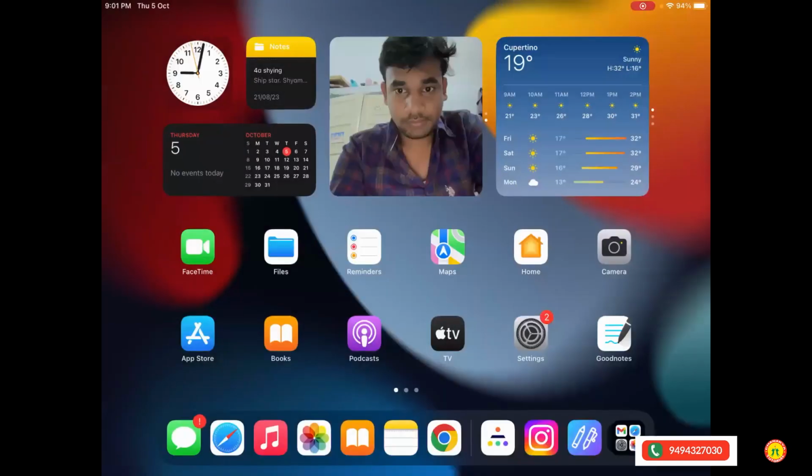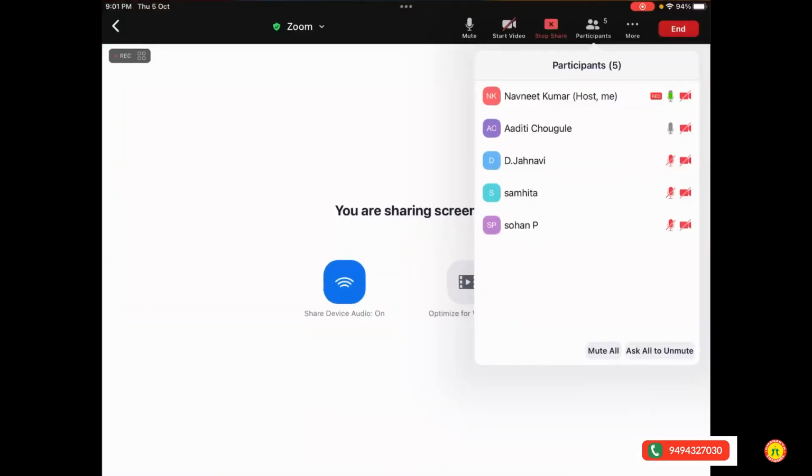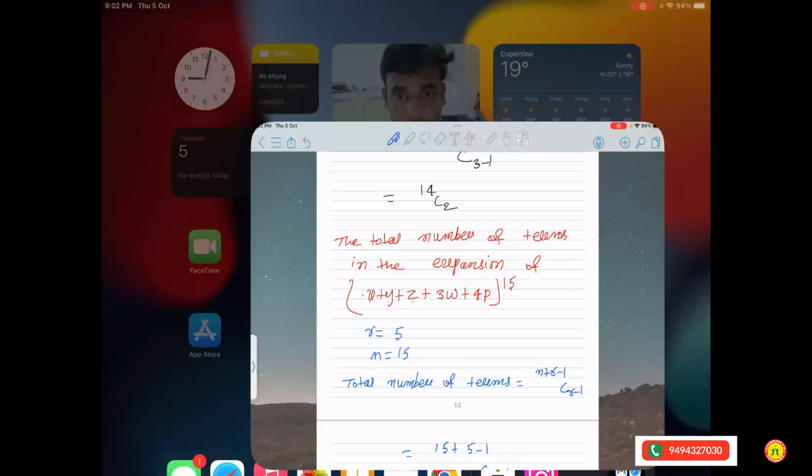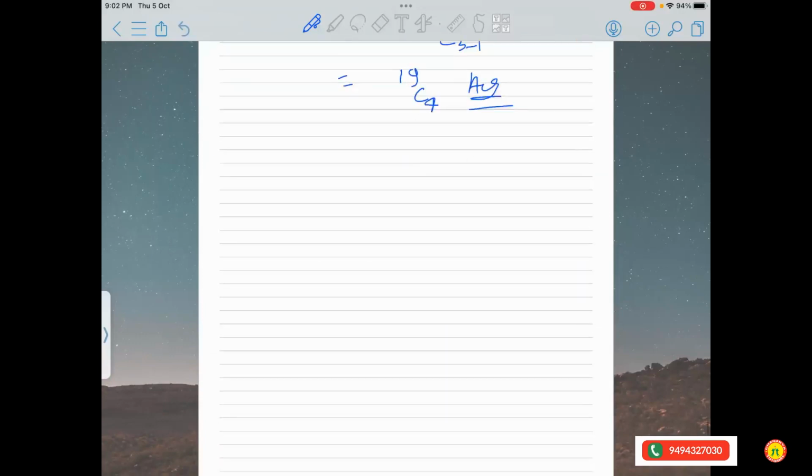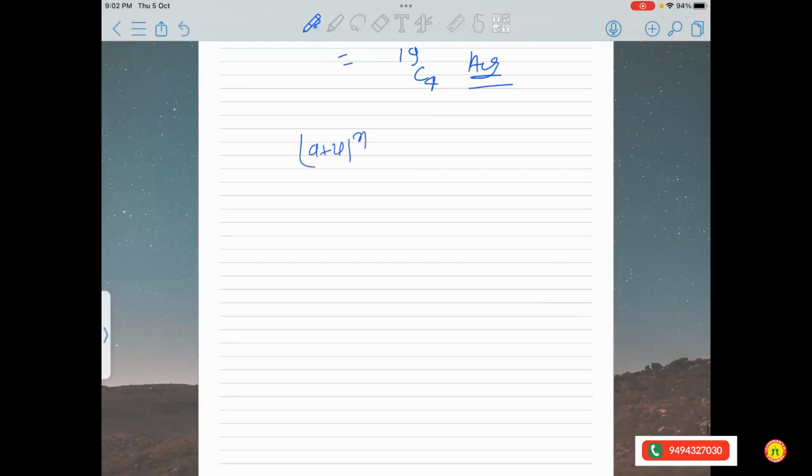Aditi, did you understand how to do this question? So the total number of terms in the expansion of a plus x to the power n, here r equals 2. I have already told you that the total number of terms is n plus 1. Apply this formula: r equals 2 and n equals n, so n plus r minus 1 C r minus 1 gives n plus 2 minus 1 C 2 minus 1, so n plus 1 C 1, which becomes n plus 1. So the total number of terms is n plus 1.